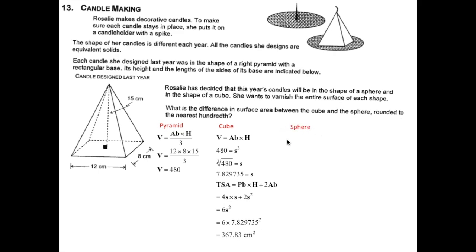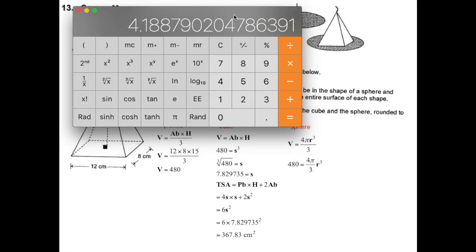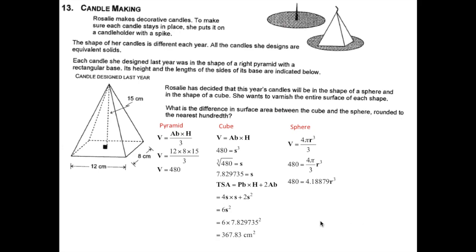For the sphere, the volume of the sphere is 4 pi r cubed divided by 3. We know the volume is 480 because it's the same as the pyramid, the same as the cube. 480 is equal to 4 times pi divided by 3 times r cubed. Now 4 times pi divided by 3 is 4.1887902 whatever. I'm going to keep that in my calculator. And then I'm going to get the r cubed alone. This 4.18879 is stopping it from being alone. It's multiplying the r cubed. So I'm going to divide by 4.18879 on both sides.